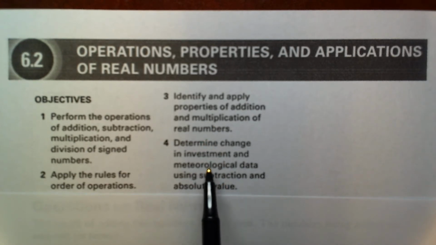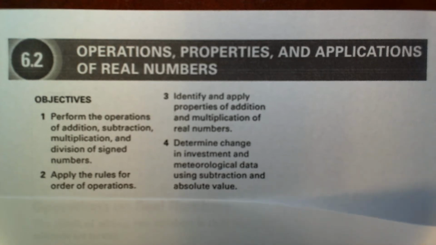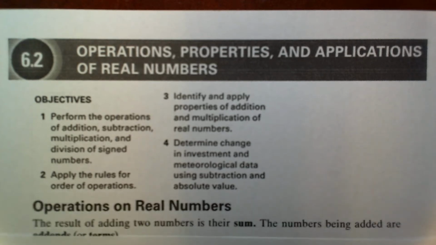And then determining the change in investment in meteorological data using subtraction and absolute value. We'll be doing some other examples on that. So we begin with the operations of real numbers. And again, most of it will be a review for you because I'm sure you've seen most of it.